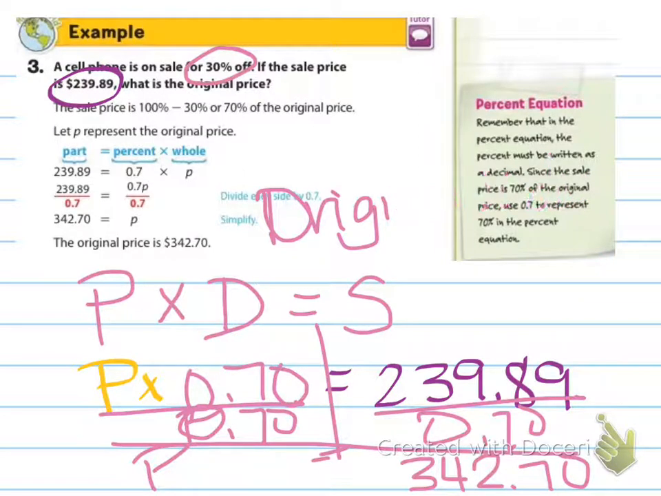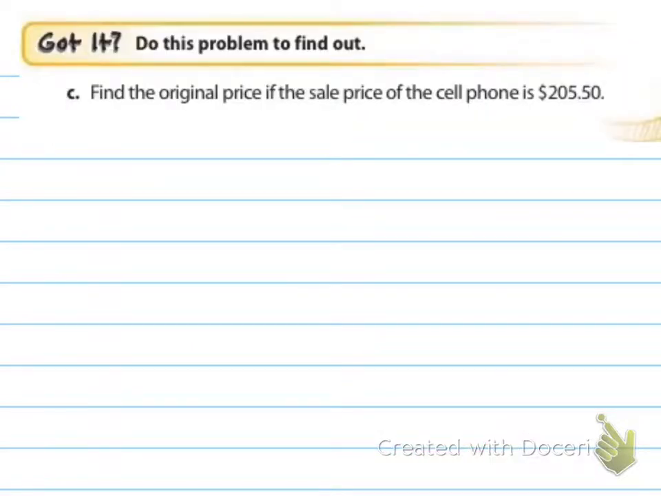All right, and then a little percent equation here. It says, remember that in the percent equation, the percent must be written as a decimal. Since the sale price is 70% of the original price, use 0.7 to represent 70% in the percent equation. There you go.